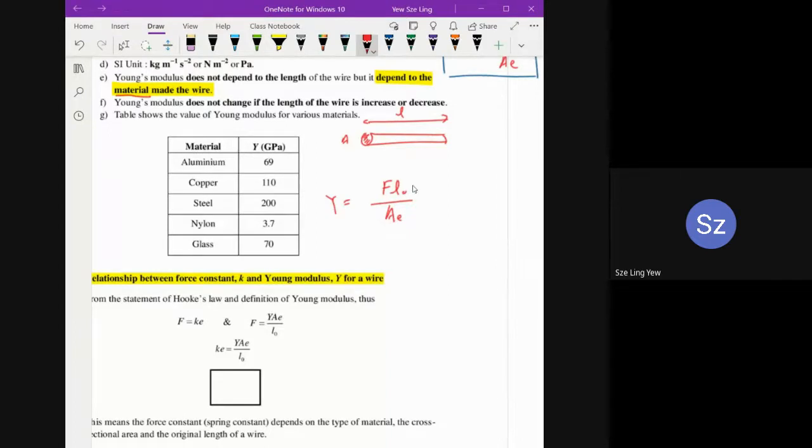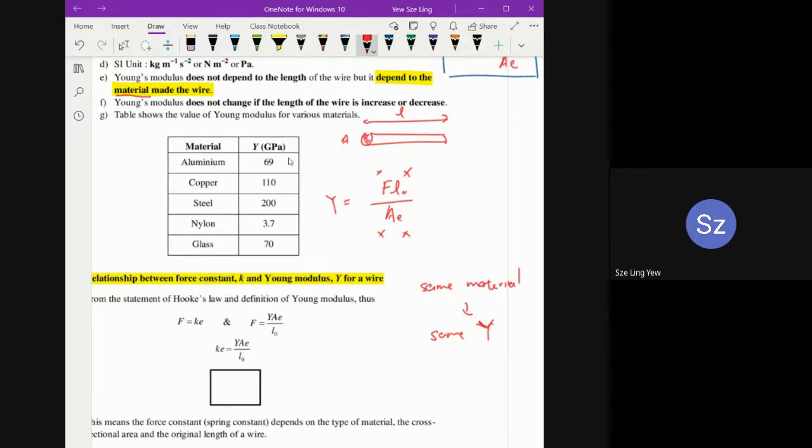So Young modulus does not depend on F, it does not depend on L, it does not depend on A, it does not depend on e. It depends on just the material. Same material, same Young modulus, same Y. So it is very important in calculation type questions, because in this chapter, questions truly like to give you two objects with the same material, then change some physical quantity, some physical aspect. So Young modulus does not change if the length of the wire increases or decreases.